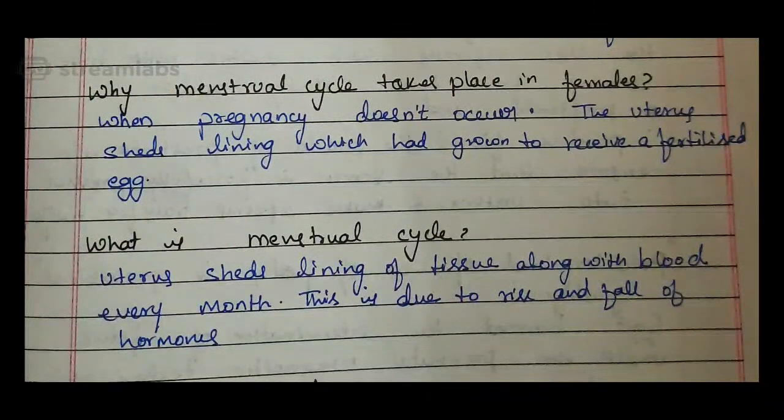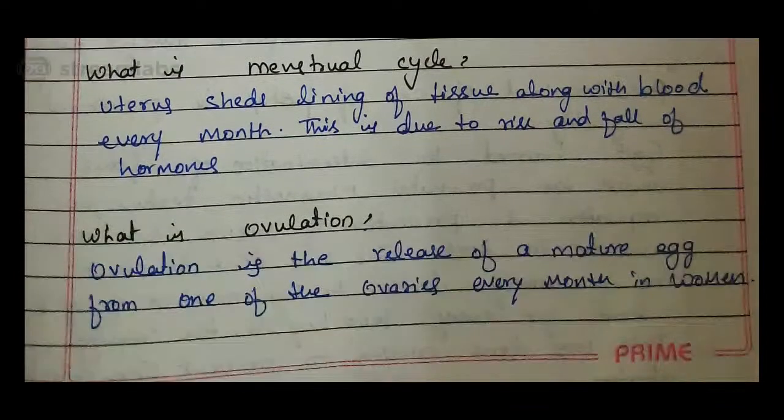What is the menstrual cycle? The uterus sheds the lining of the tissue along with blood every month. This is due to the rise and fall of hormones, and this is also ovulation. And what is ovulation? Ovulation is the release of a mature egg from one of the ovaries every month in women.